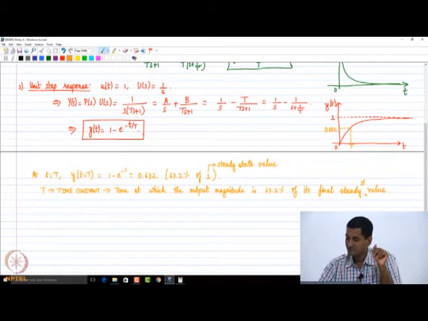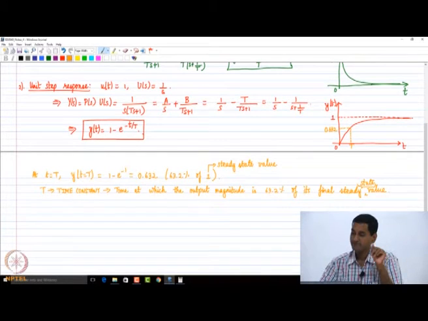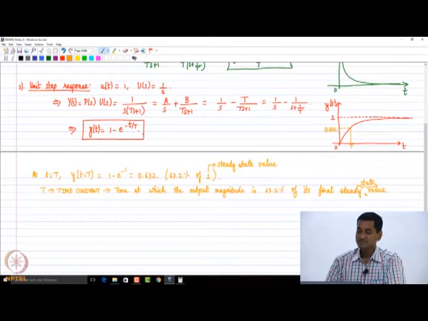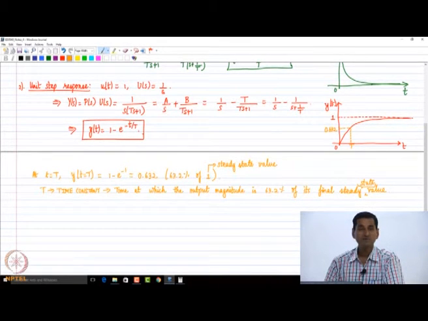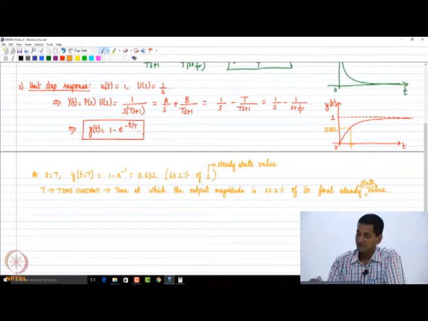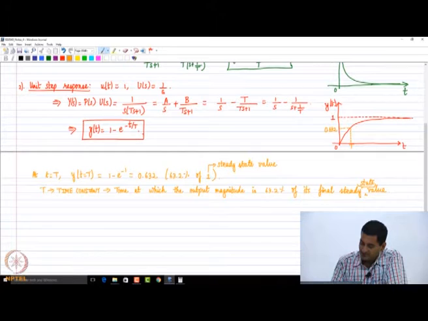That is the definition of time constant. We will see that this time constant is the single most important parameter for characterizing first order system dynamic characteristics. Right now we can immediately observe that at time t equals 4 times capital T, the value of the output is going to be 1 minus e power minus 4.